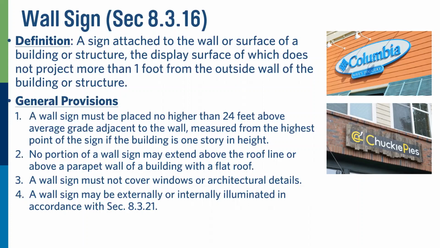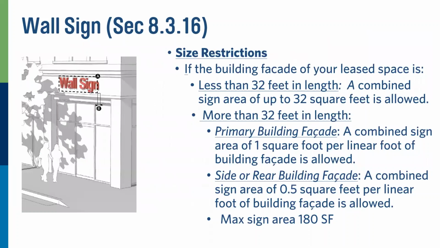In general, very similar rules. The wall sign cannot be placed any more than 24 feet above the grade, the ground, and again, that's measured from the top to the bottom of the road or sidewalk. No portion of the sign may extend above the roof line or the parapet. A wall sign must not cover windows or details, and a wall sign can be lit up. Like everything else, similar sizes. If you're less than 32, and if you're greater than that, then it's 1-to-1 on the primary and 0.5-to-1 on the sides.